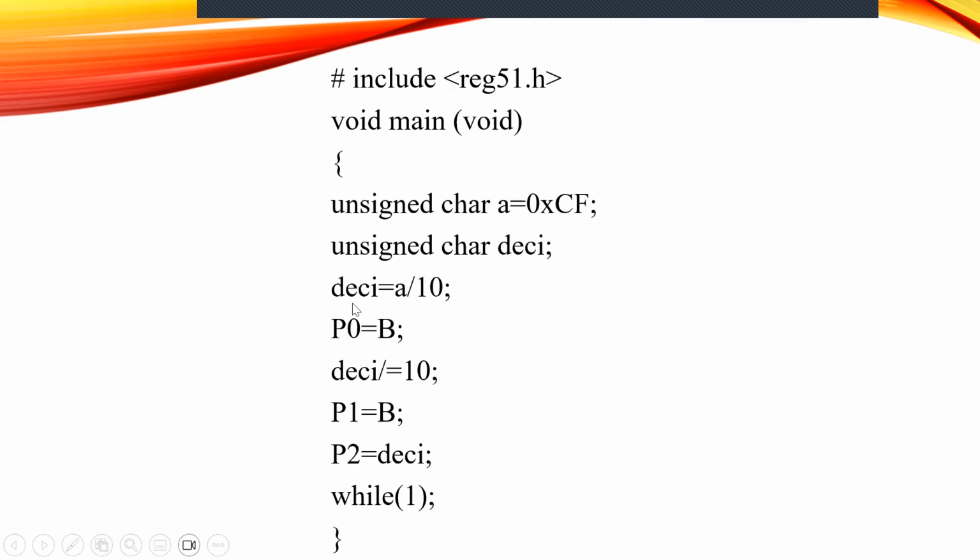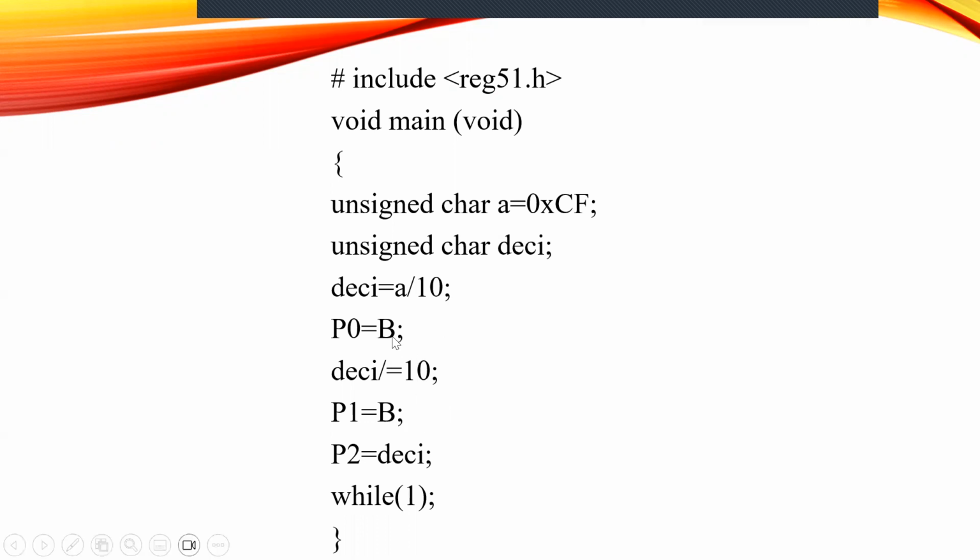Here they have given a value, decimal is equal to A divided by 10, and then decimal divided by 10. Once A is divided by 10, that value will be stored in P0. When decimal is again divided by 10, it is stored in port 1, and finally the remainder will be stored in P2. So this is how it has been stored.